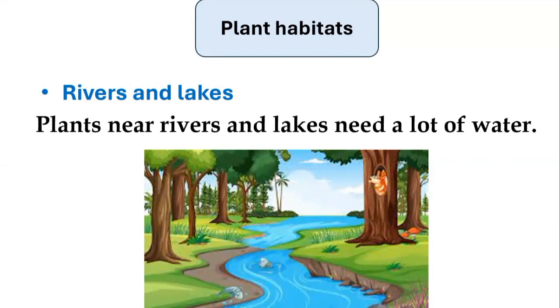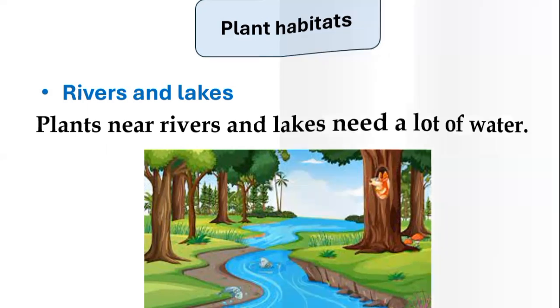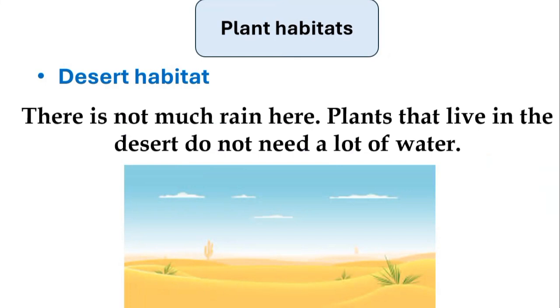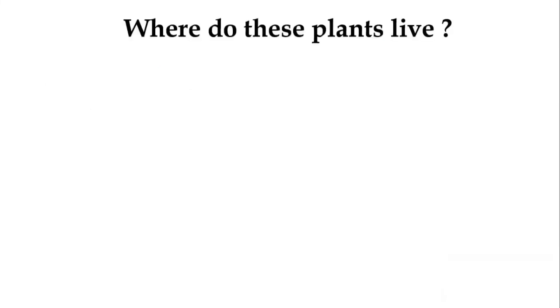The third one is desert habitat. Very dry and hot, and there is not enough water. There is not much rain here. Plants that live in the desert don't need a lot of water. Do you remember, like what? Of course, like camel, like green gazelle. Excellent. So in the desert habitat, there is not much rain here.